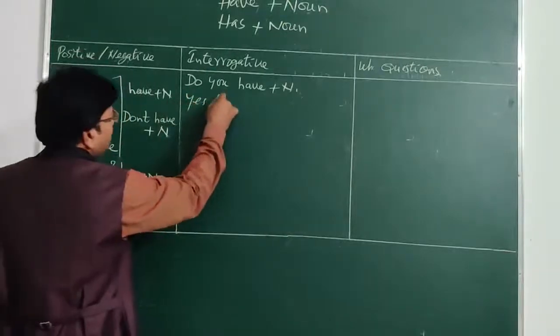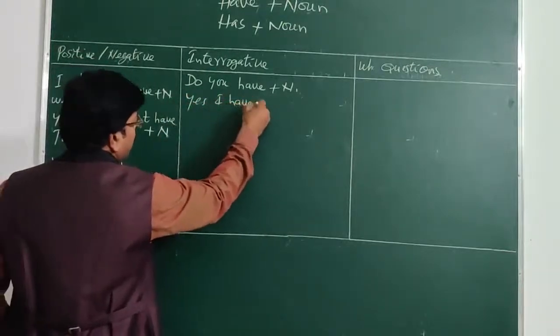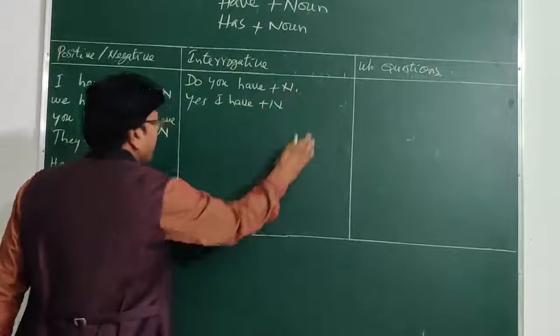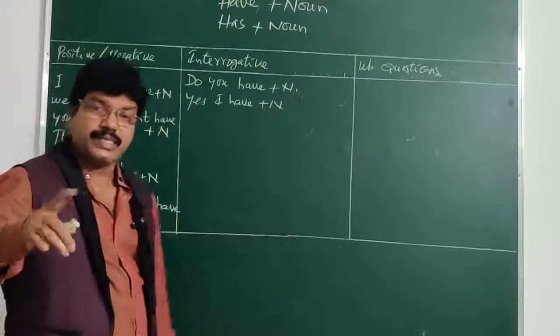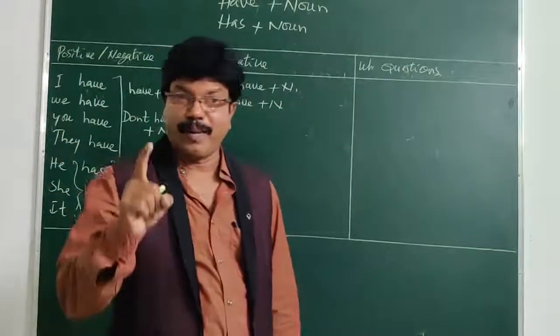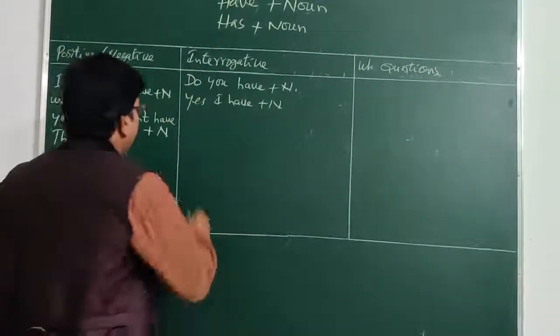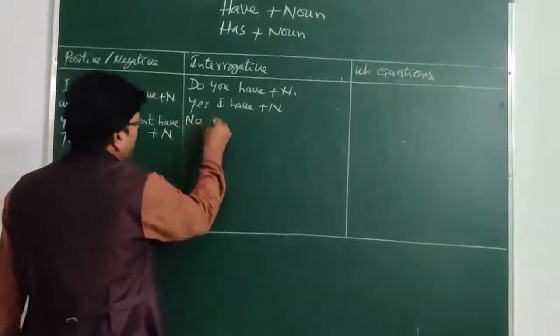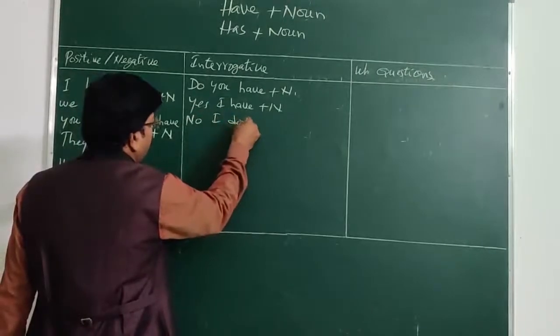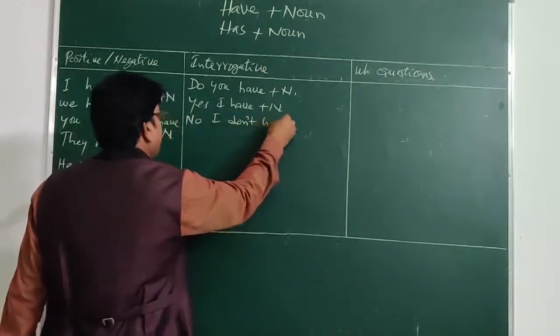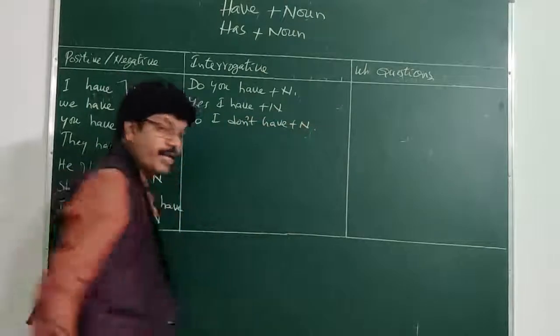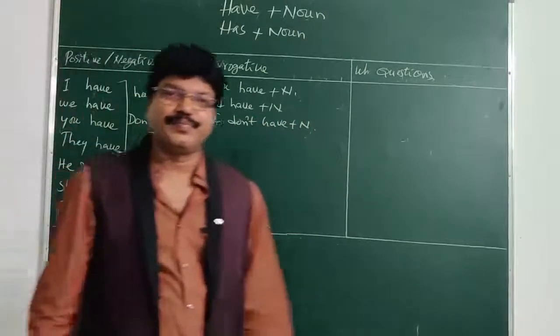Yes, I have plus noun. Do we have a car? Yes, I have a car. Do we have a motorbike? Yes, I have a motorbike. If no: No, I don't have plus noun.